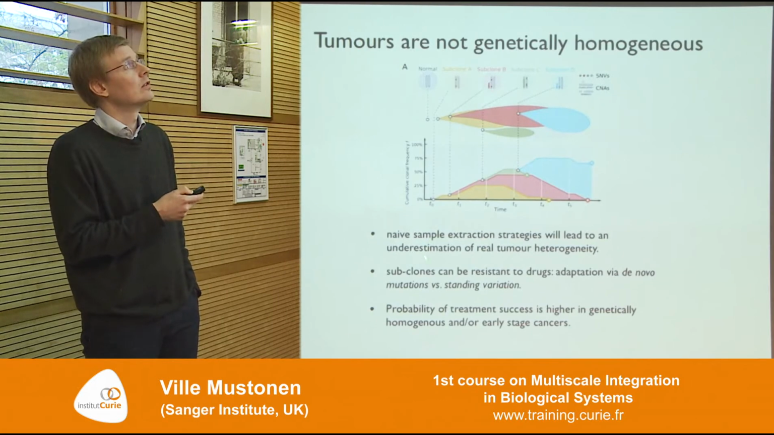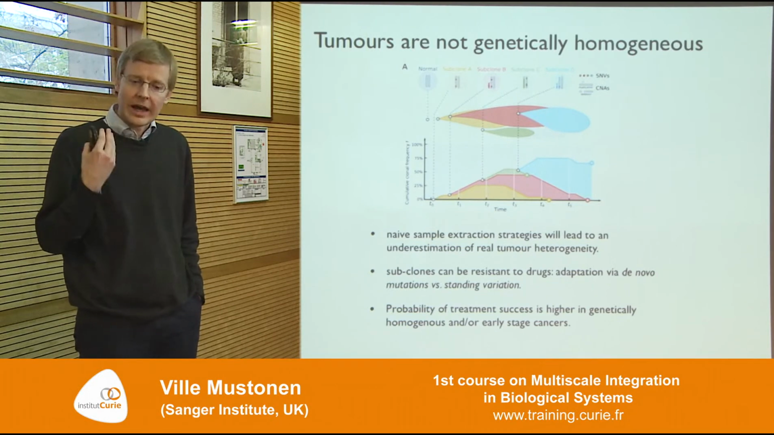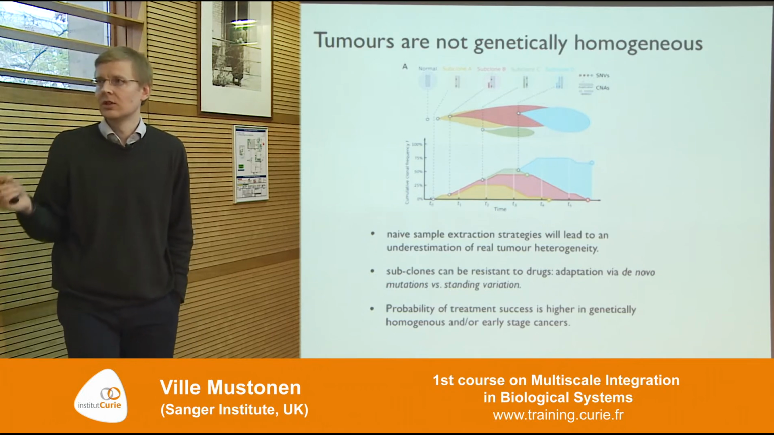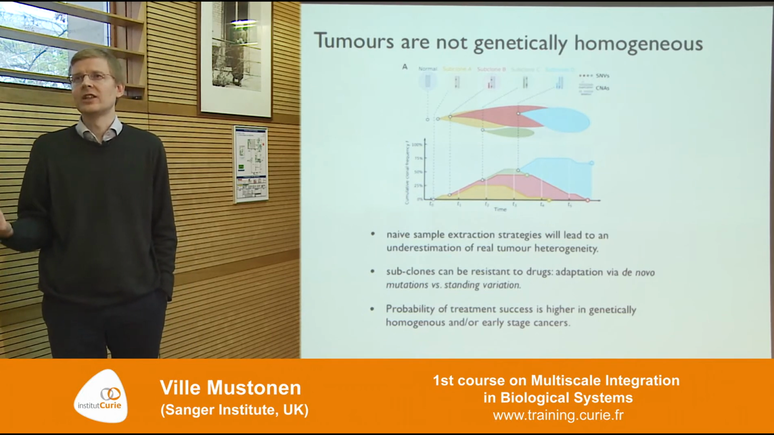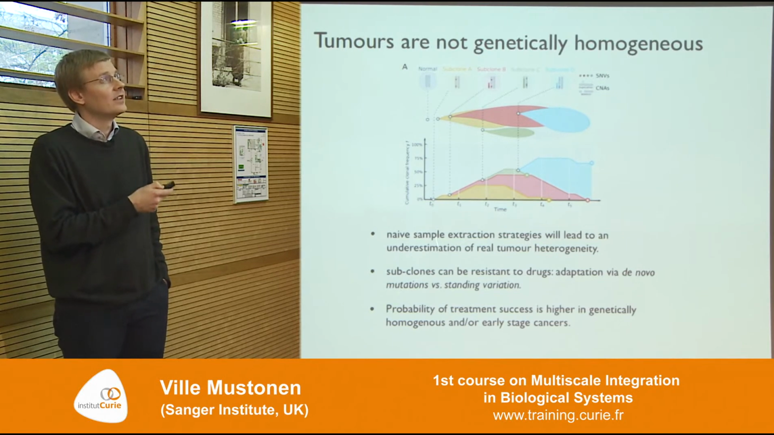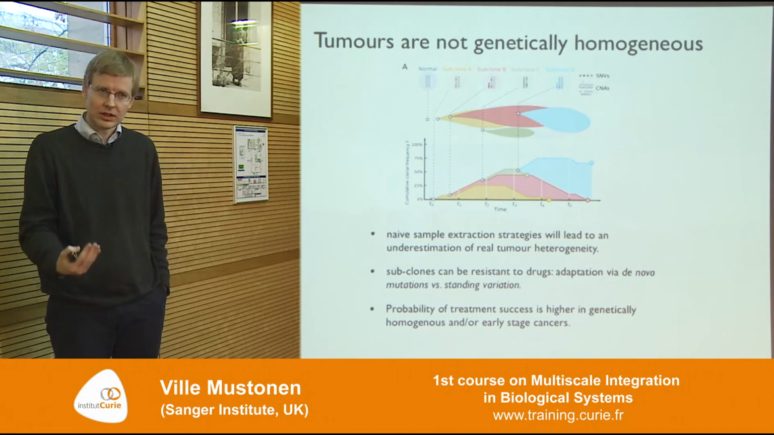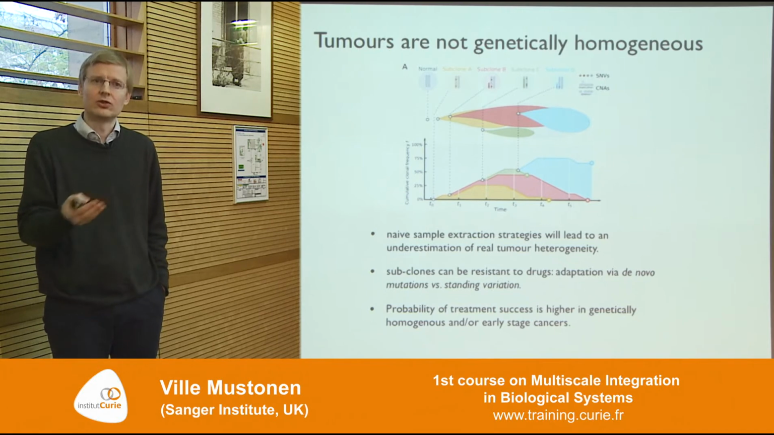So I've shown you this picture already. There is a normal cell, somatic evolution takes place, and you accumulate aberrations: big events, chromosomal aberrations, or somatic point mutations. Why this matters is because this heterogeneity can be fuel for drug resistance when the clinician is trying to treat the tumor.